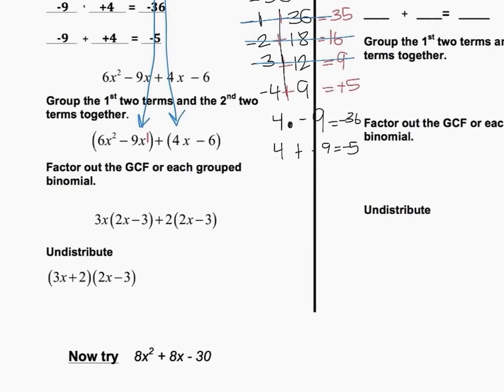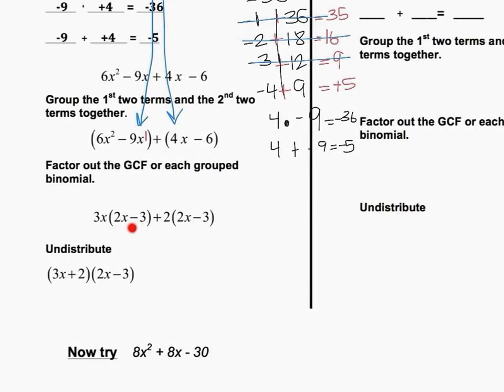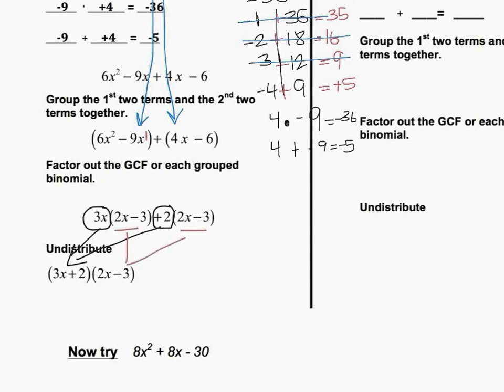Now, if you are doing everything right, the two terms inside the parentheses will be exactly the same. So it's 2x minus 3 and 2x minus 3. What you do after that is write down that the first factor is going to be 2x minus 3. And the second factor is going to be the two terms on the outside, which is 3x plus 2. So my factored form is 3x plus 2 and 2x minus 3.